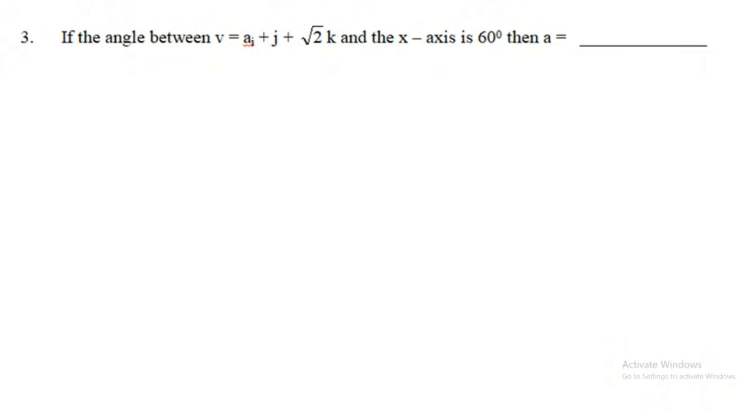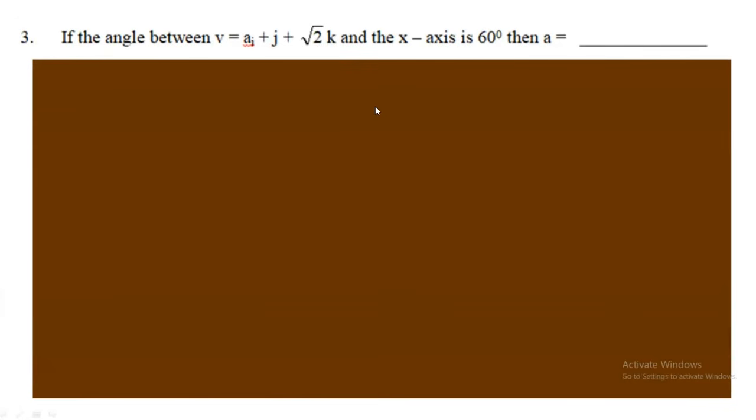And the x-axis is given. So what has been given here is the angle between vector V and the x-axis is 60 degrees. So having this into account, you are asked to determine what A is going to be. So in order to determine this, what you have to do is the following, students.